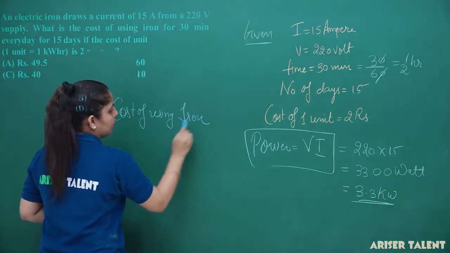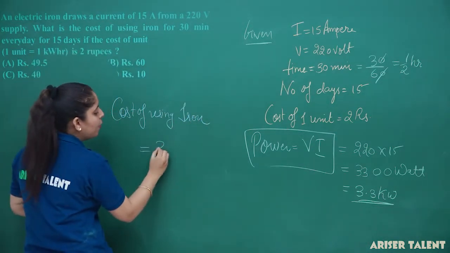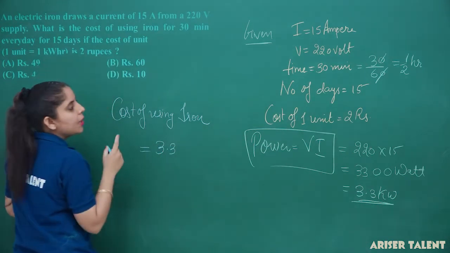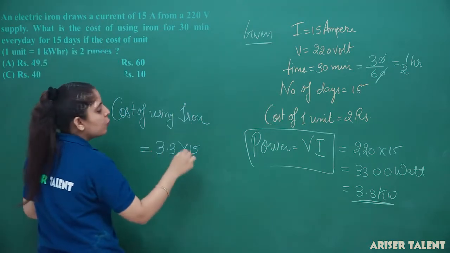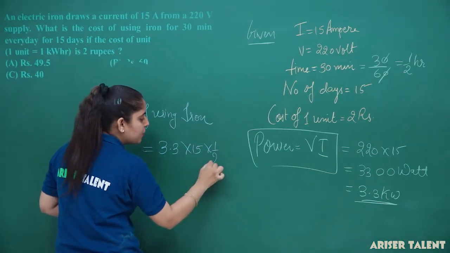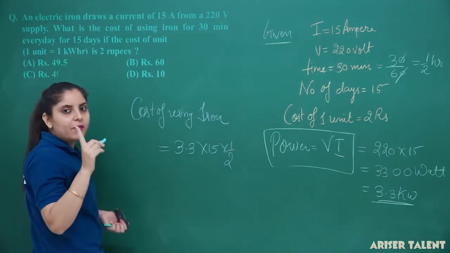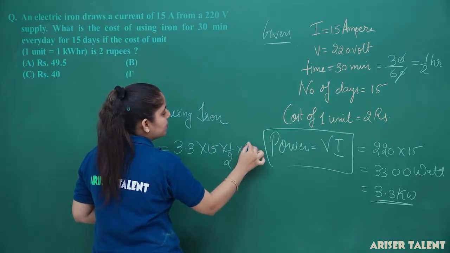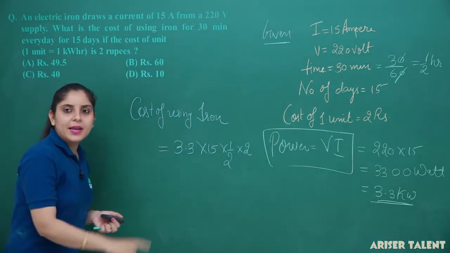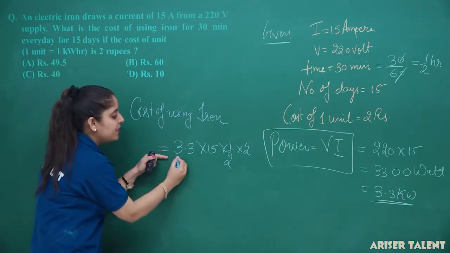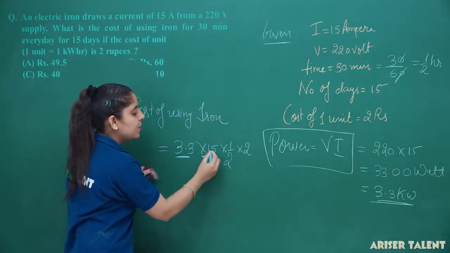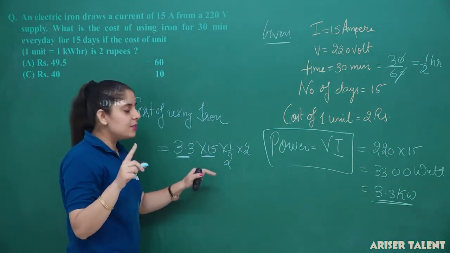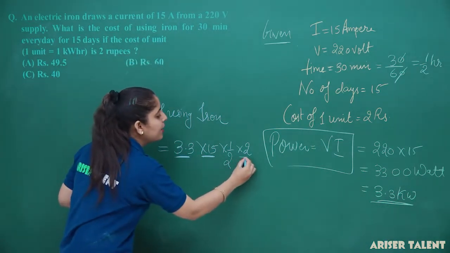Now the value of power is 3.3. You are using it for a number of days equal to 15. You are using it for 1/2 hour every day, so 1/2, and the cost of 1 unit is 2 rupees. I am again repeating. Power is 3.3. Number of days you are using is 15 days. You are using it for 30 minutes, which means half an hour, and the cost is 2.